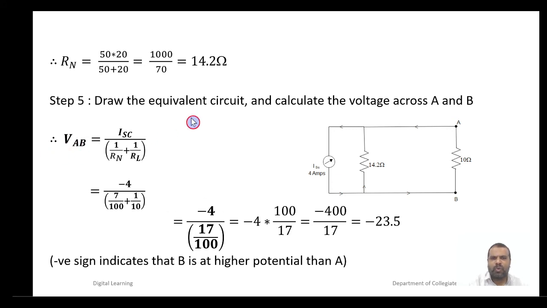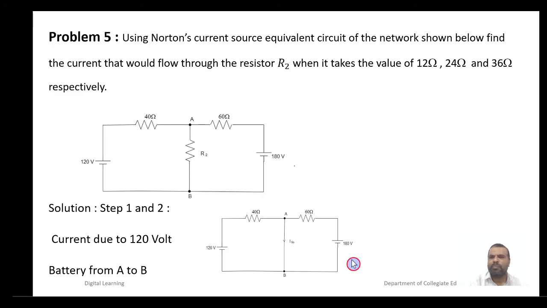VAB is equal to ISC divided by 1 by Rn plus 1 by RL. This is equal to minus 4 divided by 7 by 100 plus 1 by 10. That is equal to minus of 4 divided by 17 by 100. That is equal to minus 4 into 100 divided by 17. That is equal to minus 400 divided by 17. That is equal to minus 23.5 volts. Negative sign indicates that B is at higher potential than A.